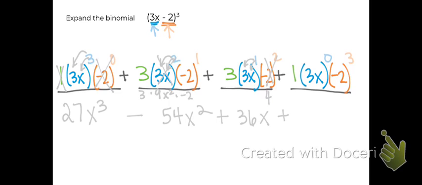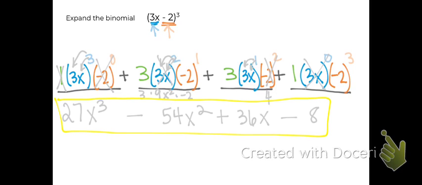And then lastly, we have 1, and then anything to the 0 power is just 1, so that's just 1. And then negative 2 to the 3rd power is negative 8. So this is plus negative 8, which is just the same as minus 8. And so this right here is the binomial expansion of this. It equals 3x minus 2 times 3x minus 2 times 3x minus 2.